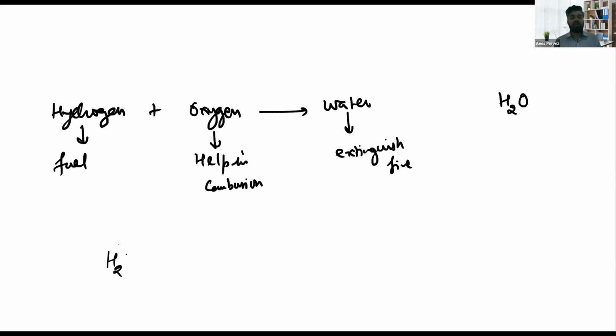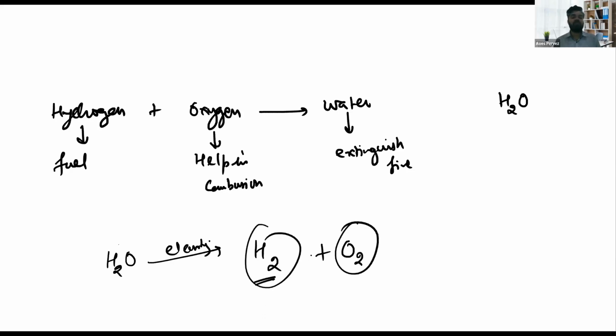No, when you have water and you pass electricity to it, it gets separated. When you pass electricity to it, it gets converted into hydrogen and oxygen. It will give you hydrogen and oxygen gases when you pass electricity to water using a battery, not the electricity that we use at home. So when we pass electricity to it, hydrogen and oxygen get separated, and again hydrogen will act as a fuel, and oxygen will help in combustion.